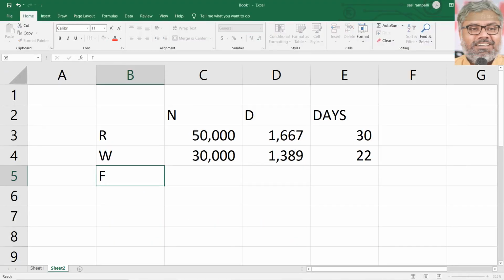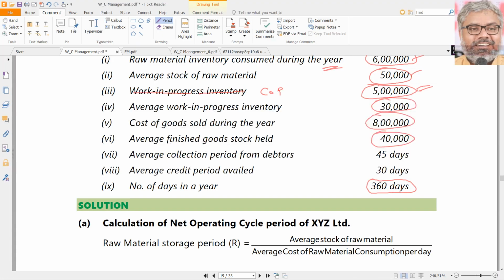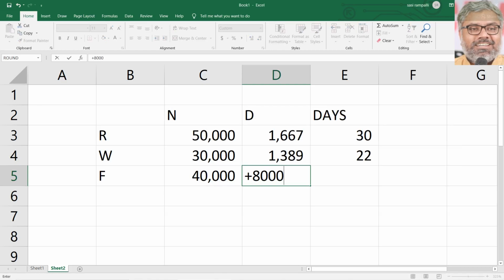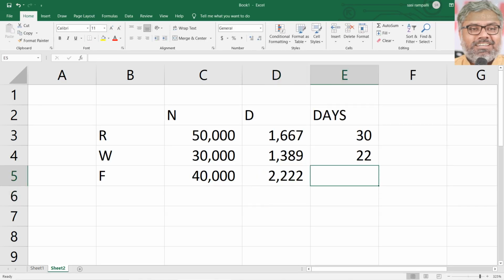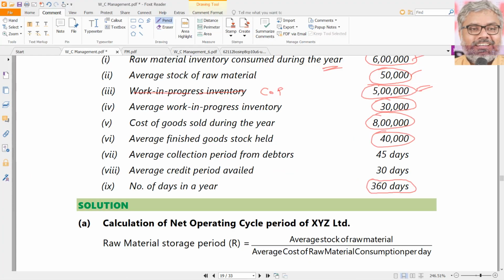Same way, this is finished goods, take 40,000 here, and then 8 lakhs divided by 360. Per day, how much is the cost of goods sold? That will be denominator. So 40,000 divided by that will give 18 days. That is the finished goods holding period. Then the other things are directly given. We don't need to calculate.